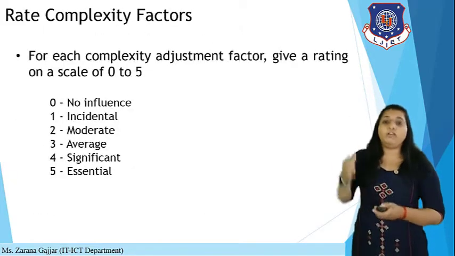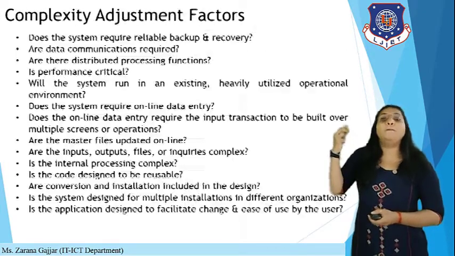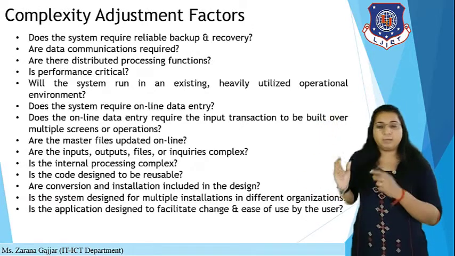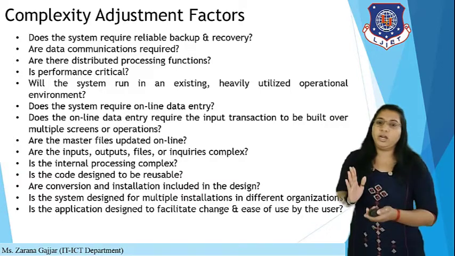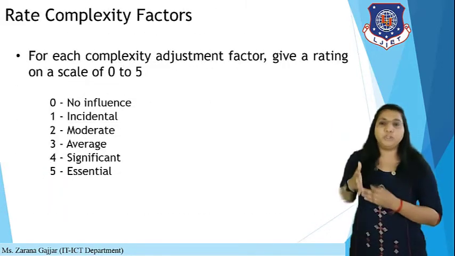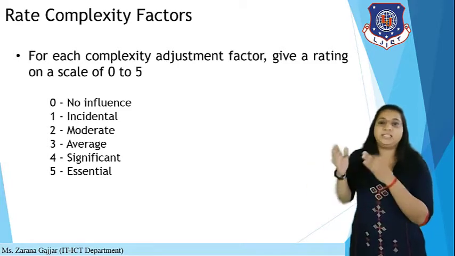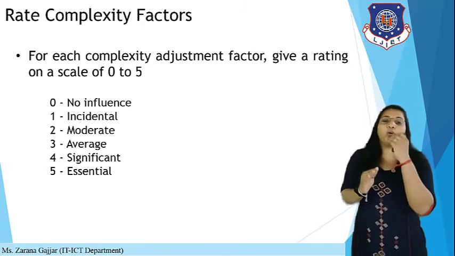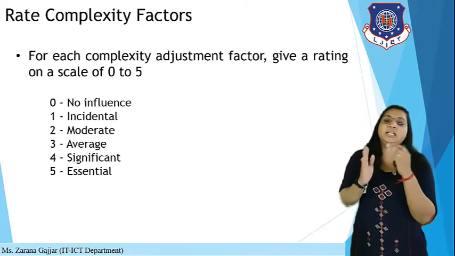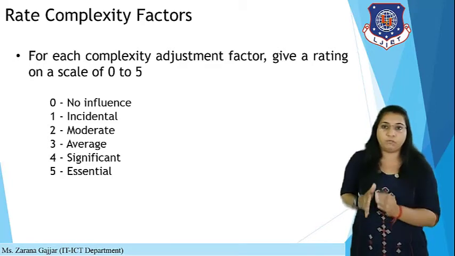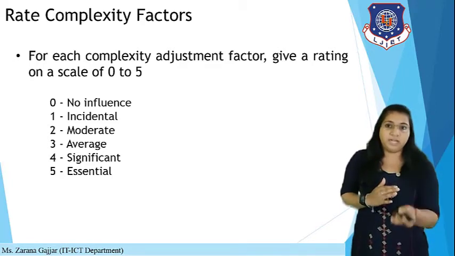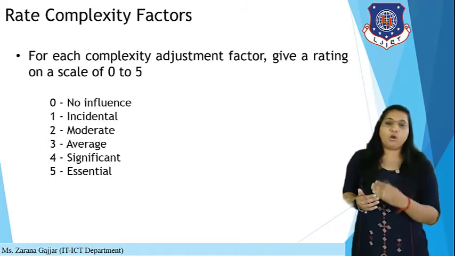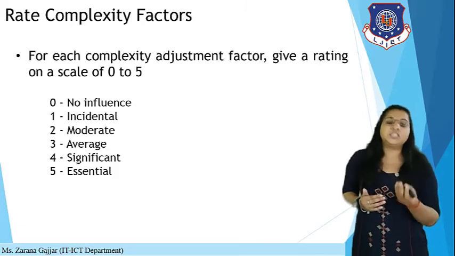You have to give some points from 0 to 5 per question. For the first question, does the system require reliable backup and recovery, based on this question, for your particular software, you will give a number in some range. So for each complexity adjustment factor, give a rating on a scale of 0 to 5. If you go with 0, it means no influence for that software. If 1, then it is incidental. Then 2 means moderate. Then 3 means average. 4 is significant. And 5 means essential.